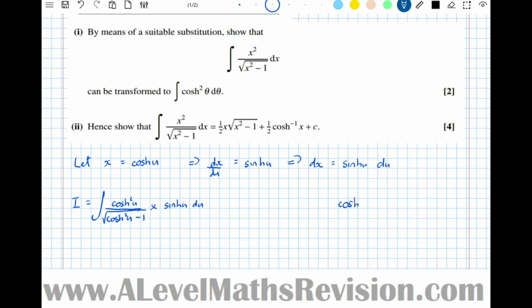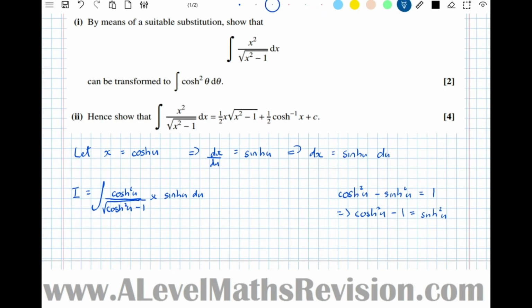And looking at the hyperbolic trig identities, I get cosh squared u minus sinh squared u equals 1, which means that cosh squared u minus 1 equals sinh squared u. So actually, this denominator here is the square root of sinh squared u. So it equals the integral of cosh squared u over the square root of sinh squared u times sinh u du. And the square root of sinh squared u is just sinh u. So you've got sinh u on the denominator, sinh u on the numerator, just leaving the integral of cosh squared u du. So that's part one done.